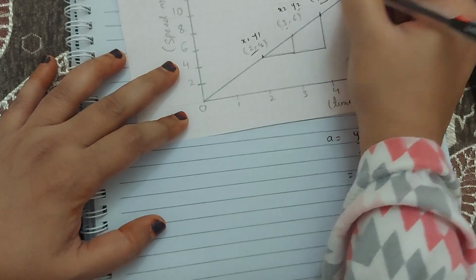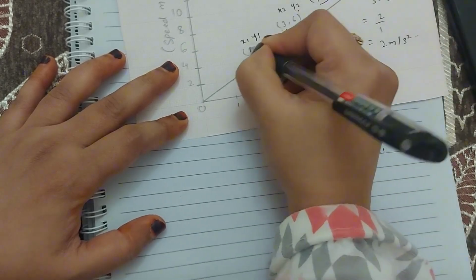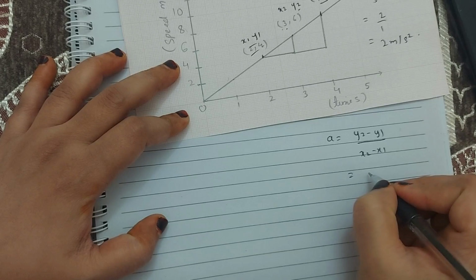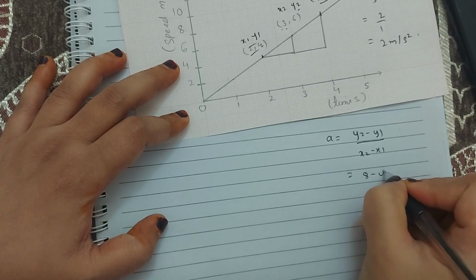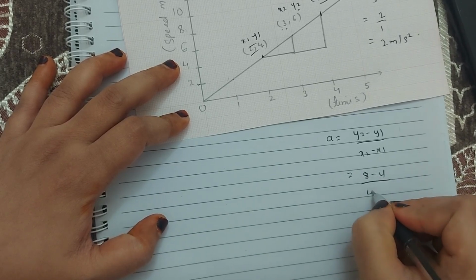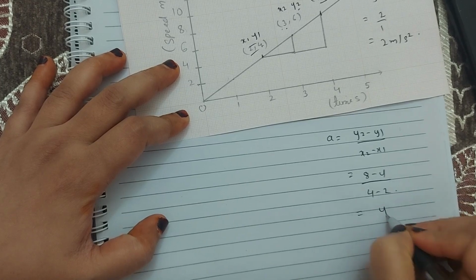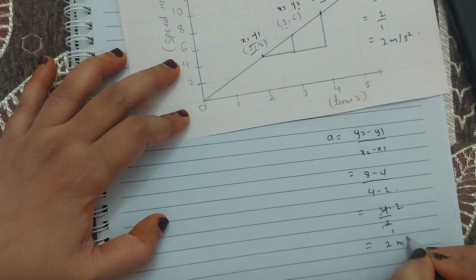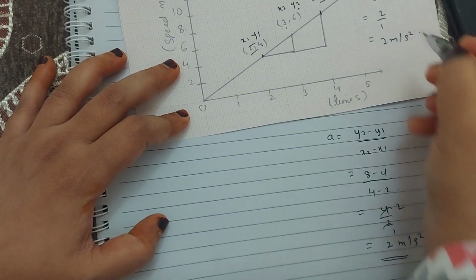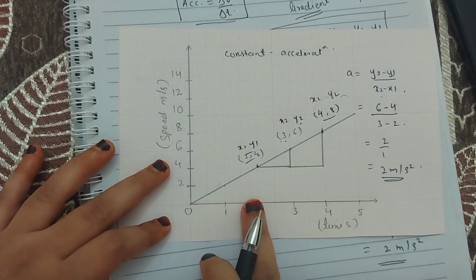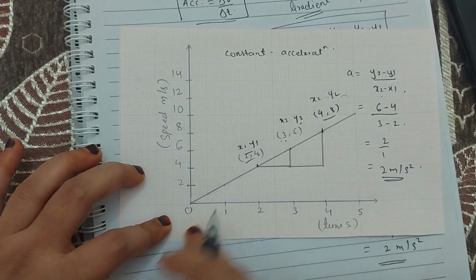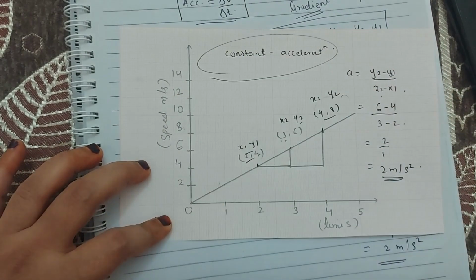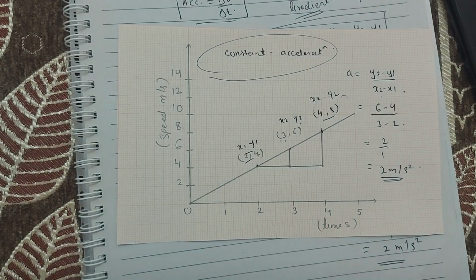Now this is your x2 and y2, whereas this is x1 and y1. So y2 is 8 minus 4 upon 4 minus 2. That will be this. And again you're getting your acceleration as 2 meter per second square. So for this graph, where this change in speed is constant, you're going to get constant acceleration. There will be no change in the acceleration no matter which point you are taking.